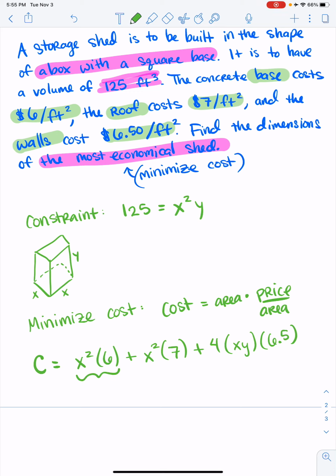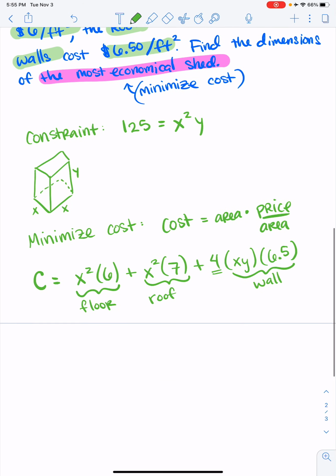This is the total cost for the floor. The area is x squared, the cost is 6. The second one is the total cost for the roof. The area is x squared, the cost is 7. Here we have a wall. The area is xy, the cost is 6.5, and then there are 4 of them. So that is our cost.